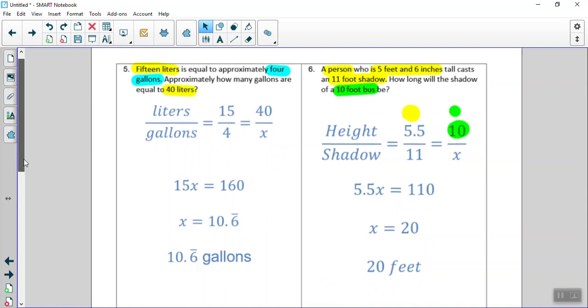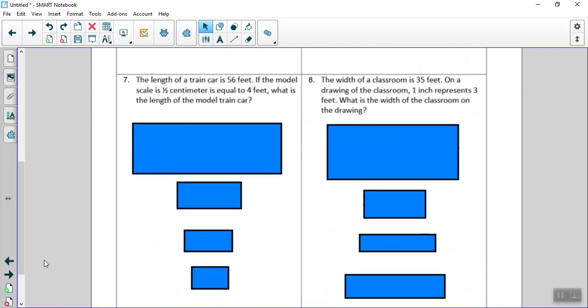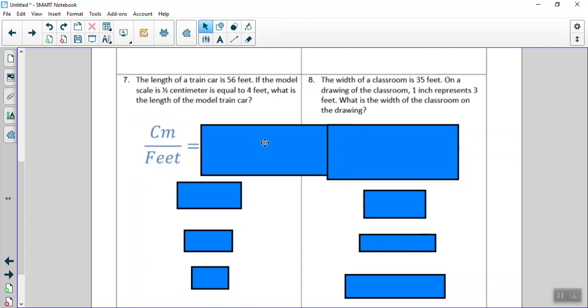Okay, we have two more examples. For number 7, the length of a train car is 56 feet. If the model scale is 1/2 centimeter is equal to 4 feet, what is the length of the model train car? Okay, so here we're looking at the model compared to the real thing. They're telling us that on the model, 1/2 centimeter is equal to 4 feet. So the two things that we're comparing are centimeters to feet here. Centimeters on our model and feet in real life. So we have 1/2 centimeter, and we know that that's equal to 4 feet, so that's going to be my first fraction.